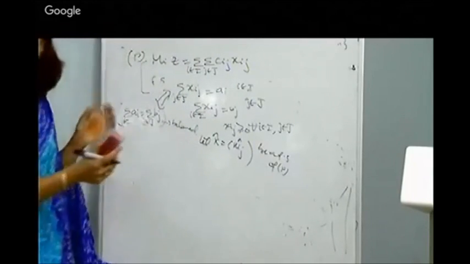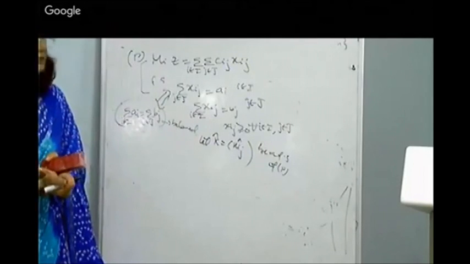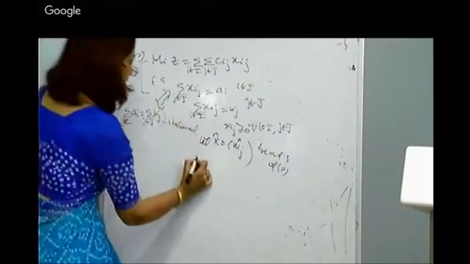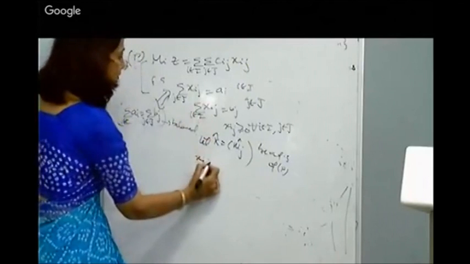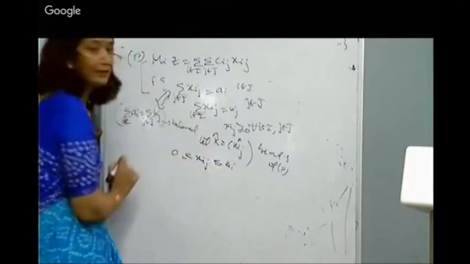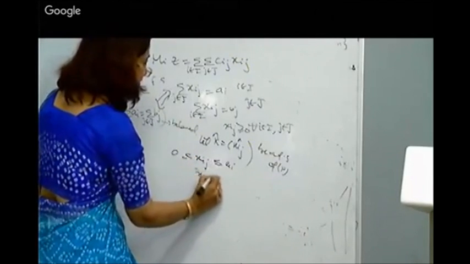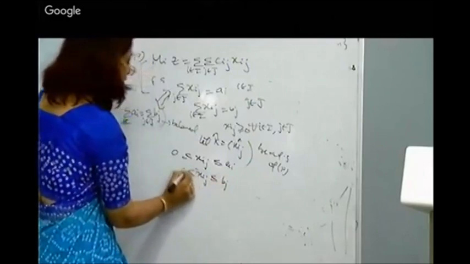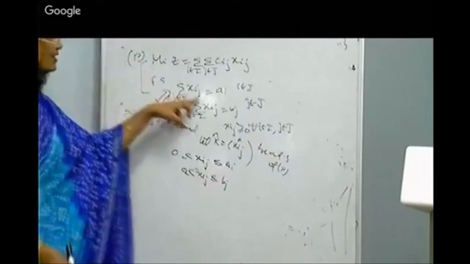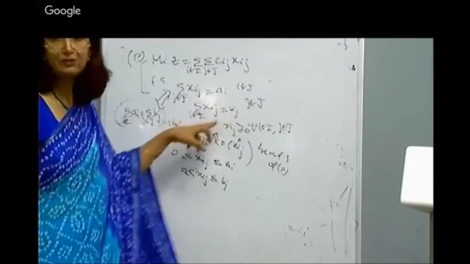Can you justify that the region will be bounded? You see that each xij will definitely be less than or equal to ai and greater than or equal to 0, and also each xij will be less than or equal to bj. Because this is required: the sum of all xij's should be ai over j's and should be bj over i's.